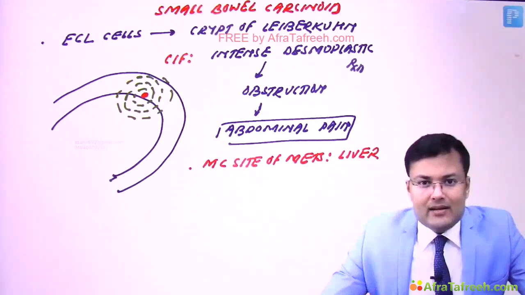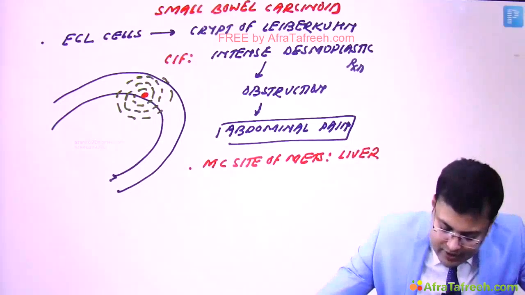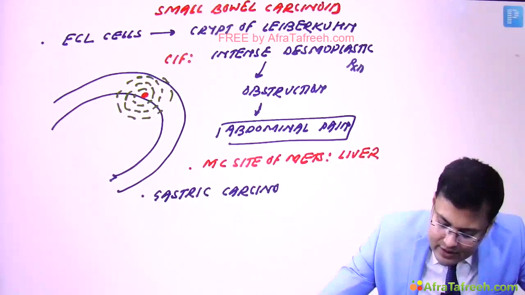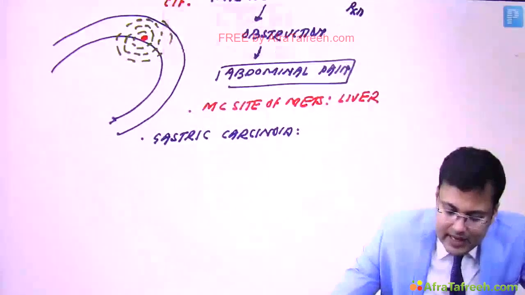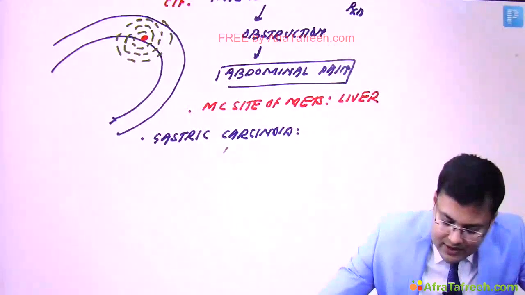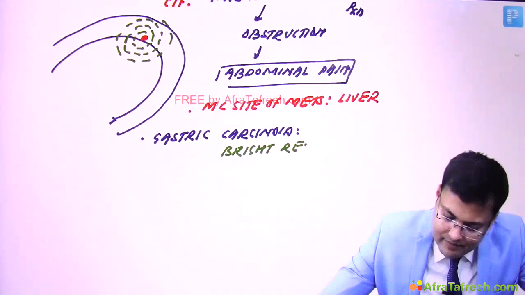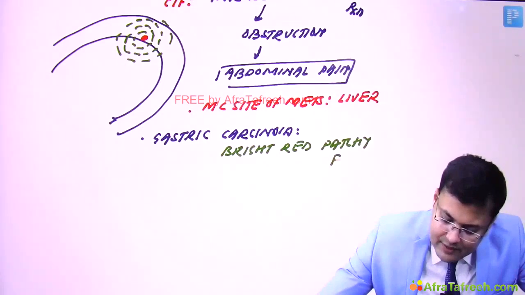And there was one liner question related to gastric carcinoid, that what is the most peculiar symptom of gastric carcinoid? There is bright red patchy flushing. So most peculiar feature of gastric carcinoid, in gastric carcinoid there is bright red patchy flushing. This was one liner question.